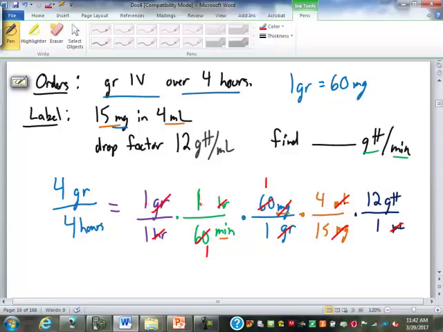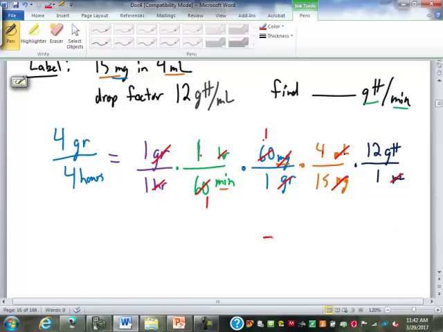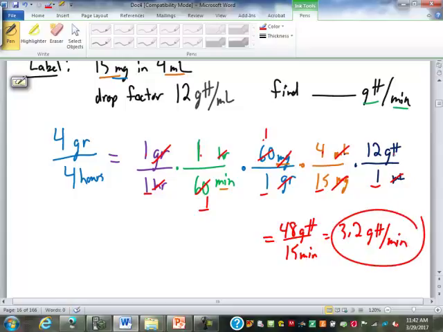On top, I have 1 times 1 times 1 times 4 times 12 drops, which gives me 48 drops on the top. On bottom, 1 times 1 times 1 times 15 times 1 minute is 15 minutes, which turns out to be 3.2 drops per minute when we divide that out. Now, we don't know if this is with an infuser or if this is going to be done manually. So we'll leave it as a decimal of 3.2 for now.